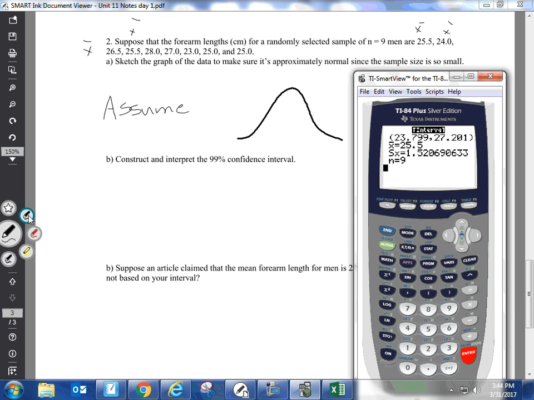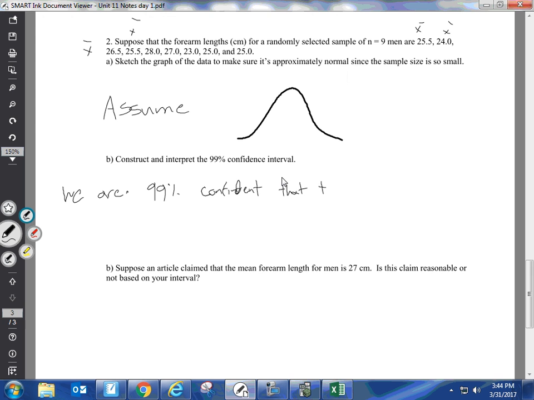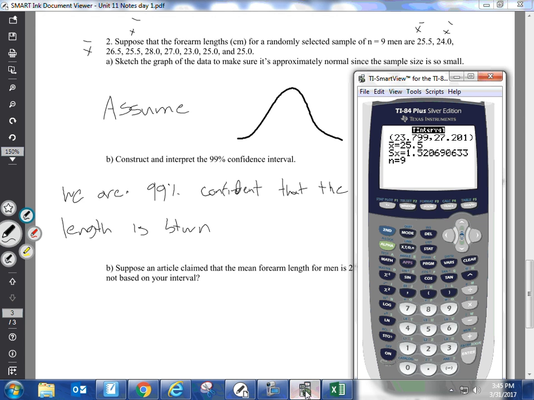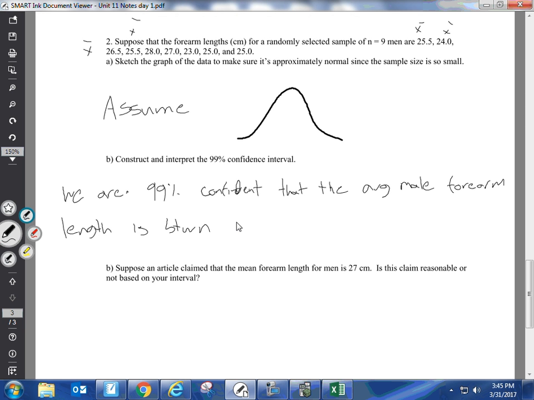And we can say we are 99% confident that the average forearm length for a male is between 23.799 centimeters and 27.201.